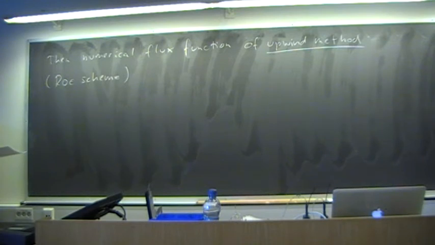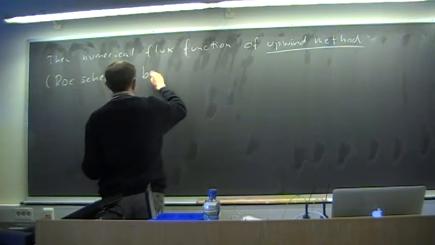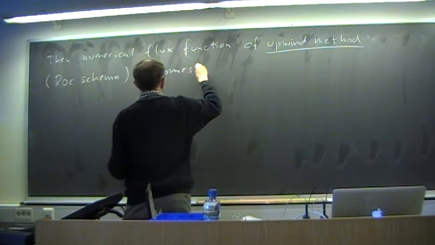He was originally in Cranfield in England, and then he moved to the University of Michigan, where I think he's still active actually. Some people also call it Roe's approximate Riemann solver for scalar conservation, but it's easier just with the Roe scheme. So we use this idea following.